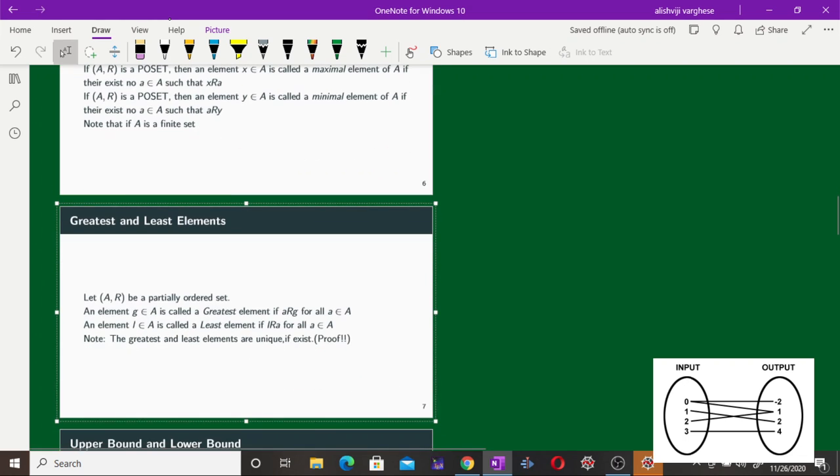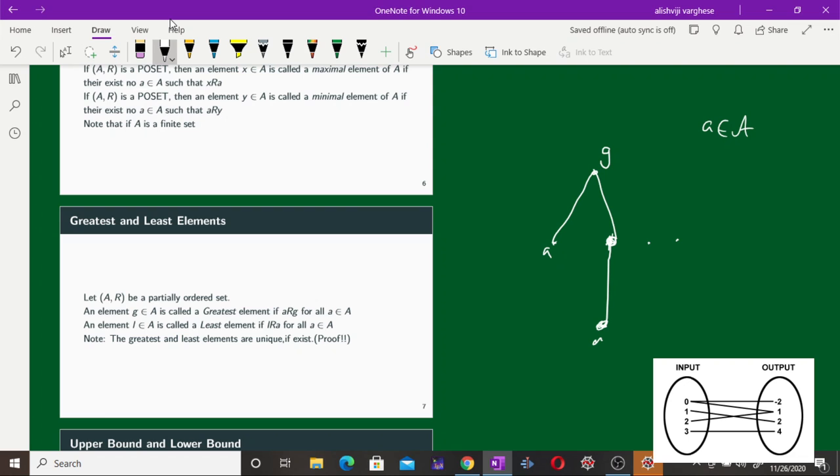There's the greatest element and least element. The greatest element: an element G is said to be a greatest element of a partially ordered set if for all a belonging to A, a is related to G. If we take any a from the set A, that a is related to G either directly or through other elements, in Hasse diagram terms, it can be something like this. Anyhow, any element which is taken from A is related to G.